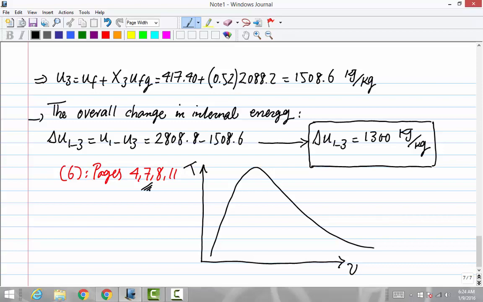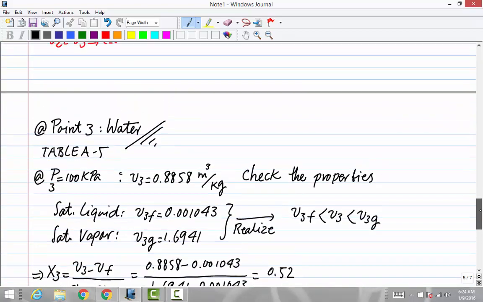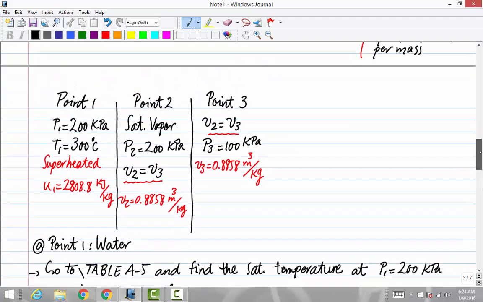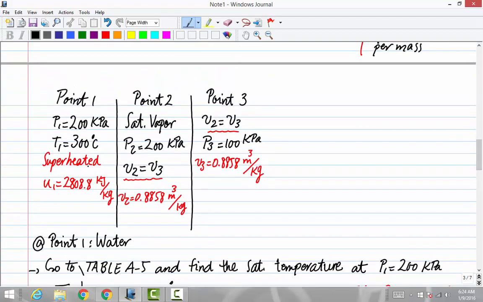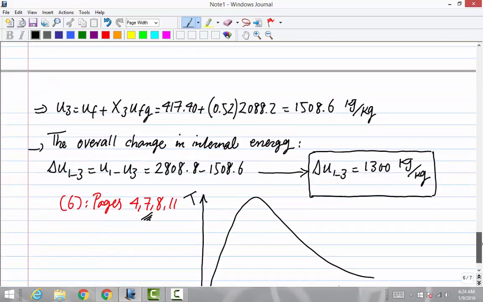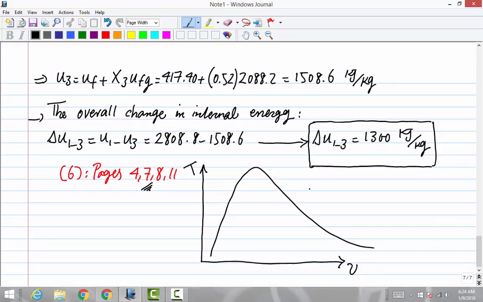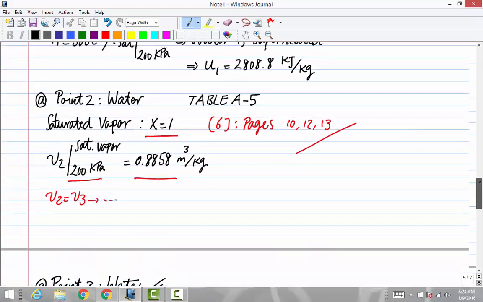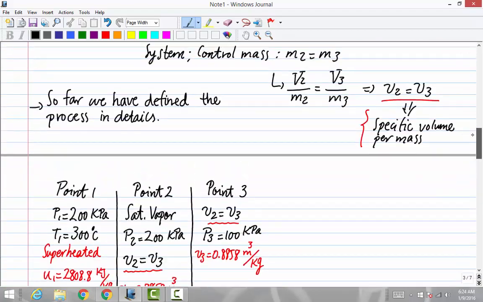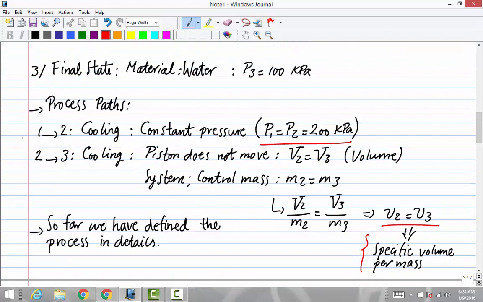And then once again, we need to start with the information in this table. At point 1, it's superheated, so it's very far to the right, right? I'm sorry, hold on a second. So we are here, so it's like point 1. And then the process, where is it? Here. 1 to 2 is cooling at constant pressure.